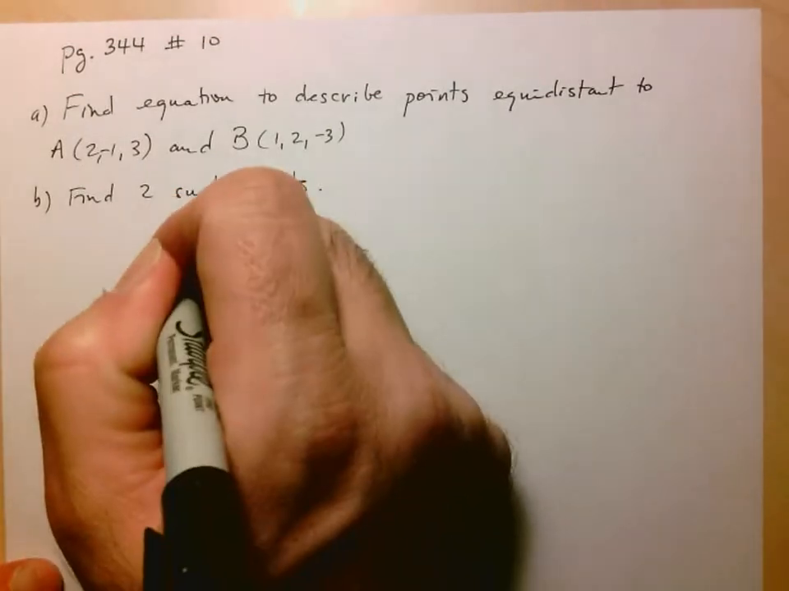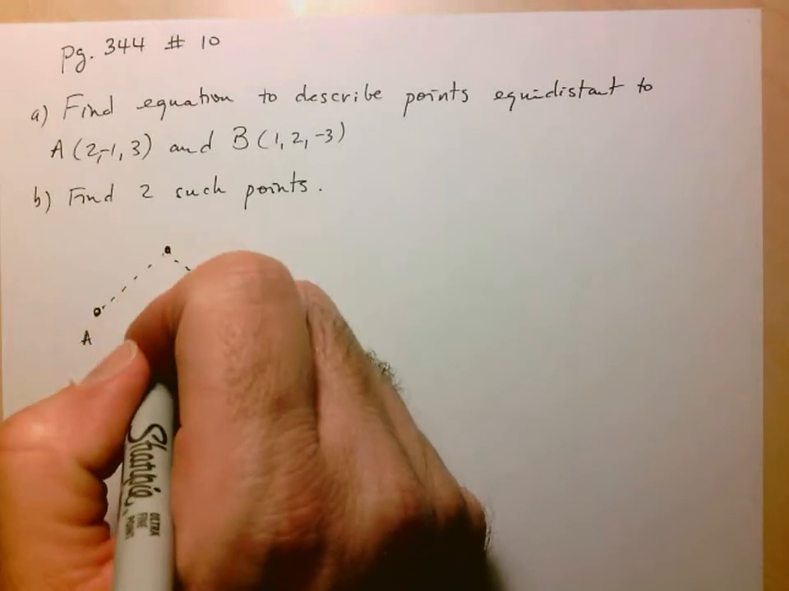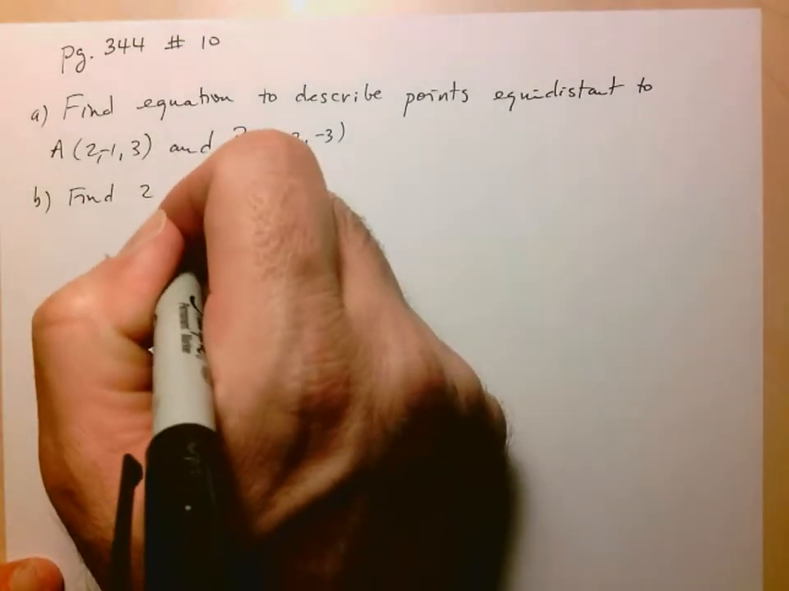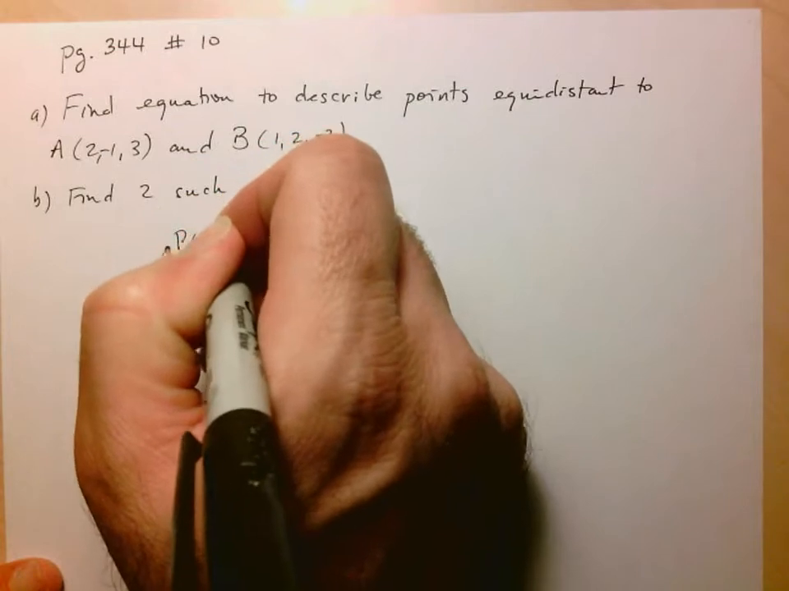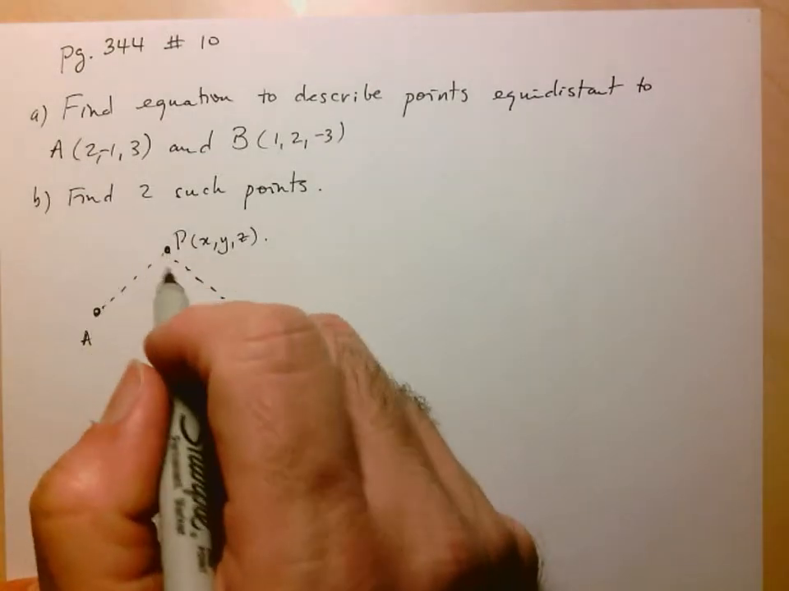So I need this distance and that distance to be the same. I don't know what this point is, and there are many of these points that I can draw. So I'll call it P, and I'll label it as having coordinates x, y, z. Now these distances are equal.